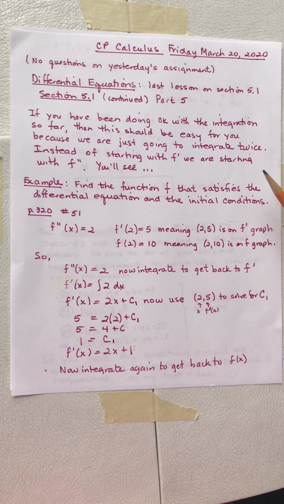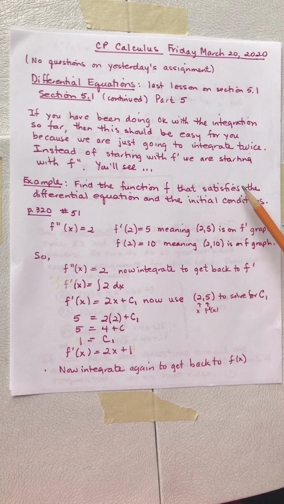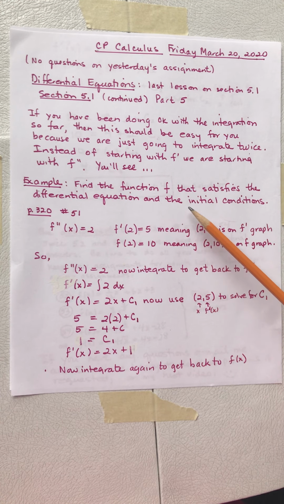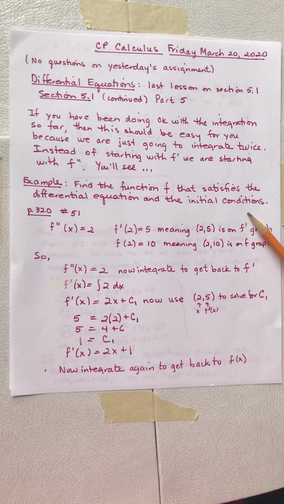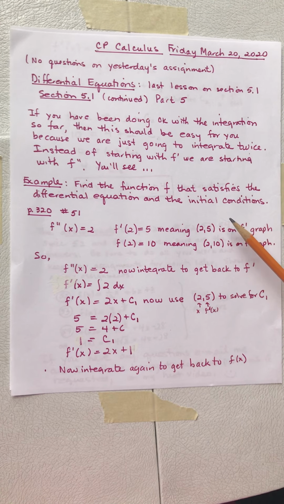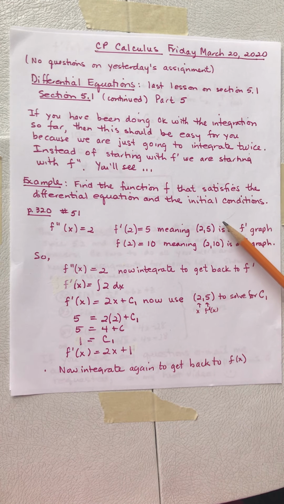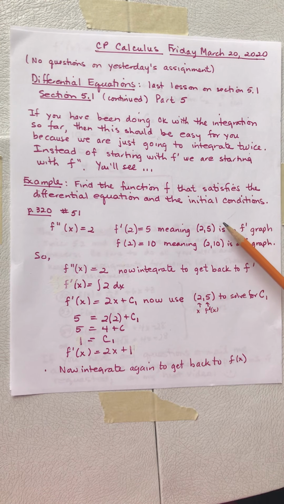I hope so. So what we're doing is finding the function f that satisfies the differential equation with initial conditions. We've done this before, but we haven't started with the second derivative. So we're starting with the second derivative, and we're going to integrate to get to the first derivative, and then integrate that and get to the original function. So now we have essentially two steps instead of one, integrating twice instead of once.